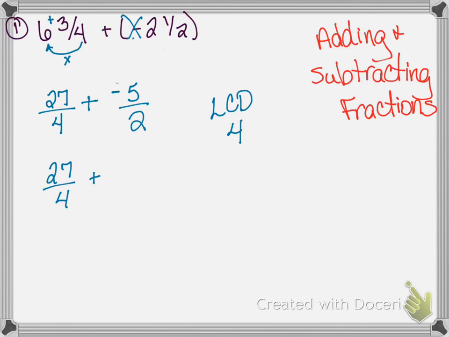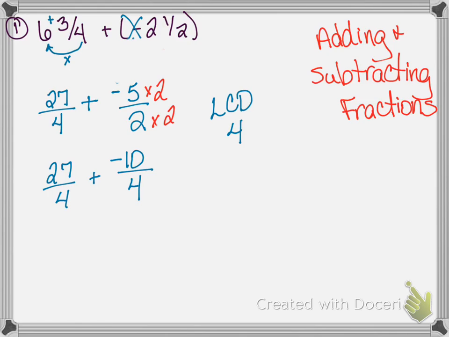My second one, I do have to change it because it's in terms of 2. So I ask myself, 2 times what gives me 4? 2. Okay? And because I multiplied the bottom by 2 to get my LCD, I also have to multiply my top times 2. Now, sometimes students get confused here because they do have to use their positive and negative rules, because we've got positive 27 over 4 and negative 10 over 4.